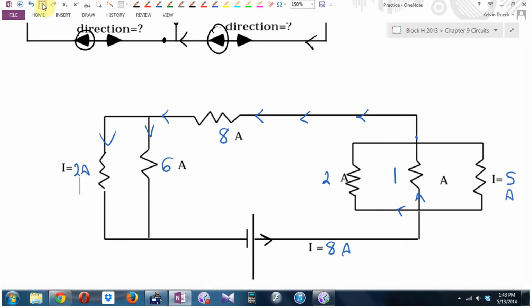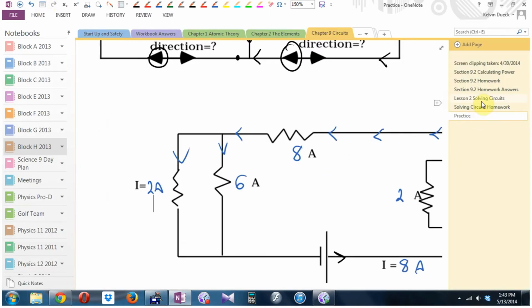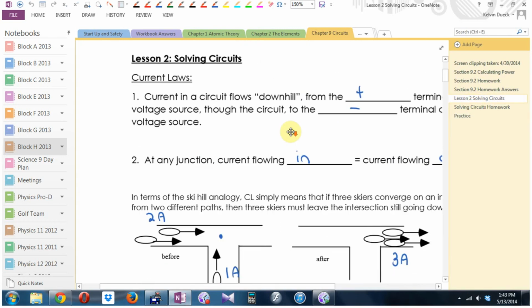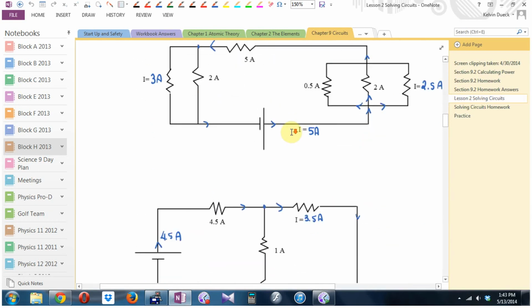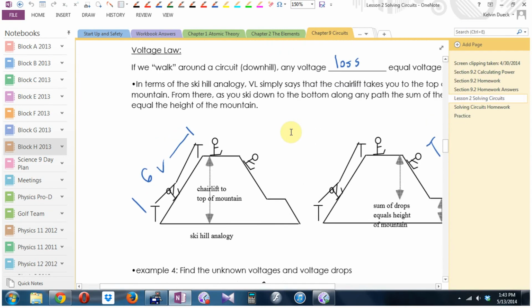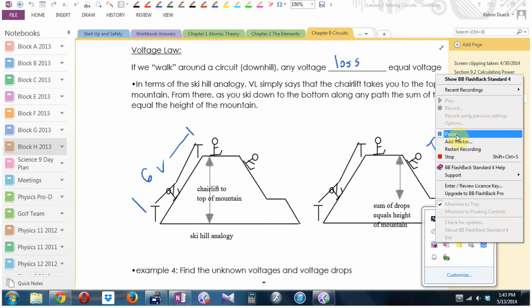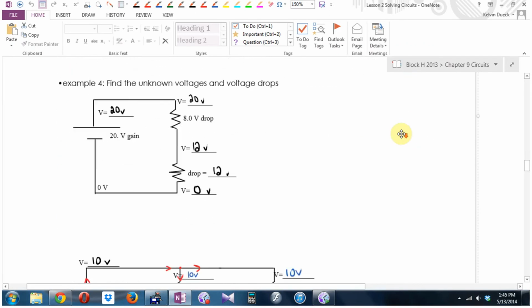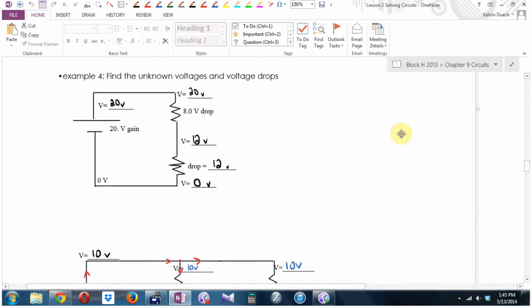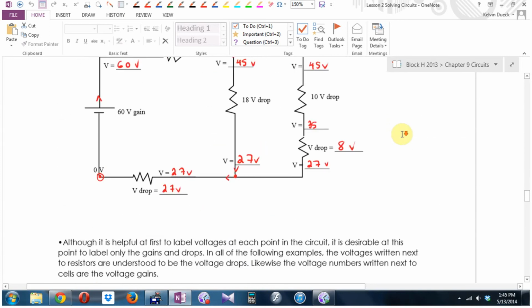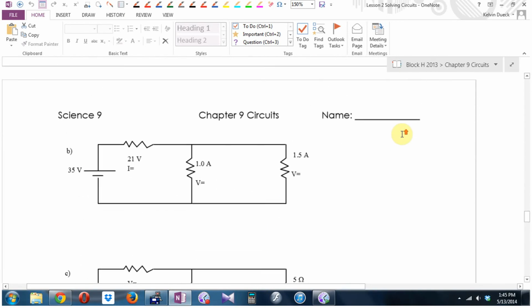Now, the rule for voltage was a little bit different. A little trickier. We said the rule for voltage was you go up, you gain height through the chairlift, and you lose height. So picking up from where we left off, we said that you gain voltage going through the battery. You lose voltage. We said we're treating the resistors like they're ski hills where you lose voltage. And I think we got to, how far? Right to B.